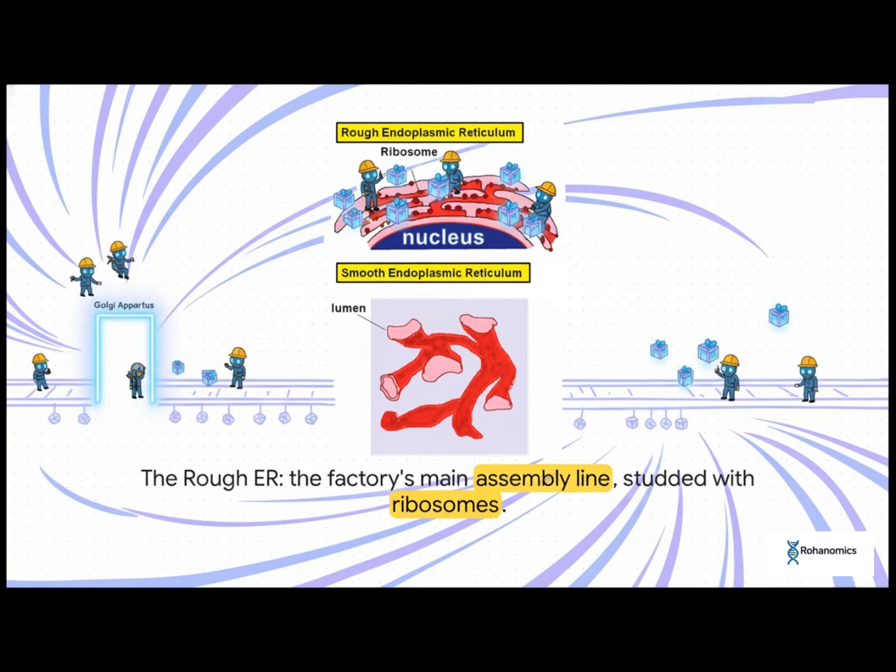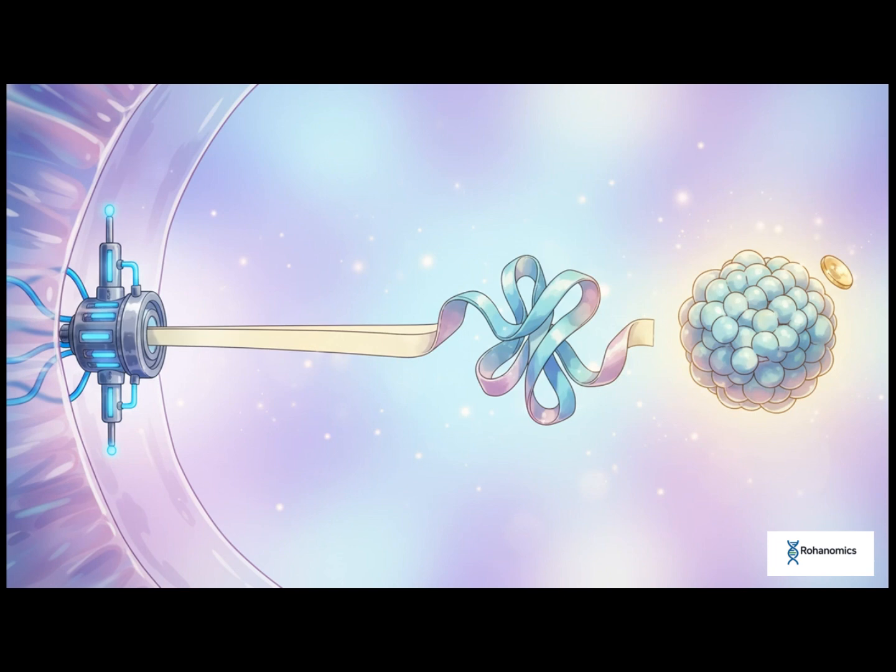This is where any protein that needs to be shipped out of the cell gets made. So, as the ribosome builds the protein chain, it gets fed right into the ER. And inside, two crucial things happen. It folds up into its proper 3D shape, and it gets tagged. Think of it like a chemical shipping label that says exactly where this protein needs to go.